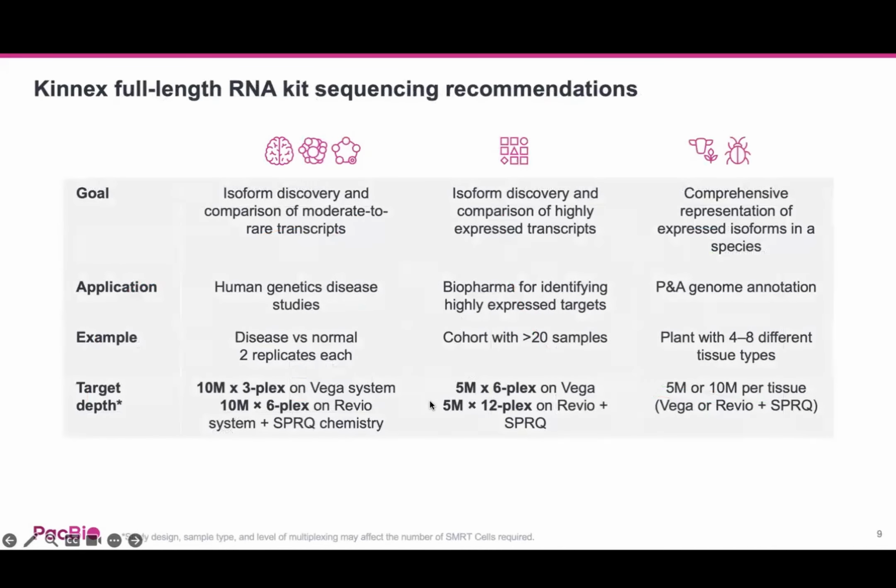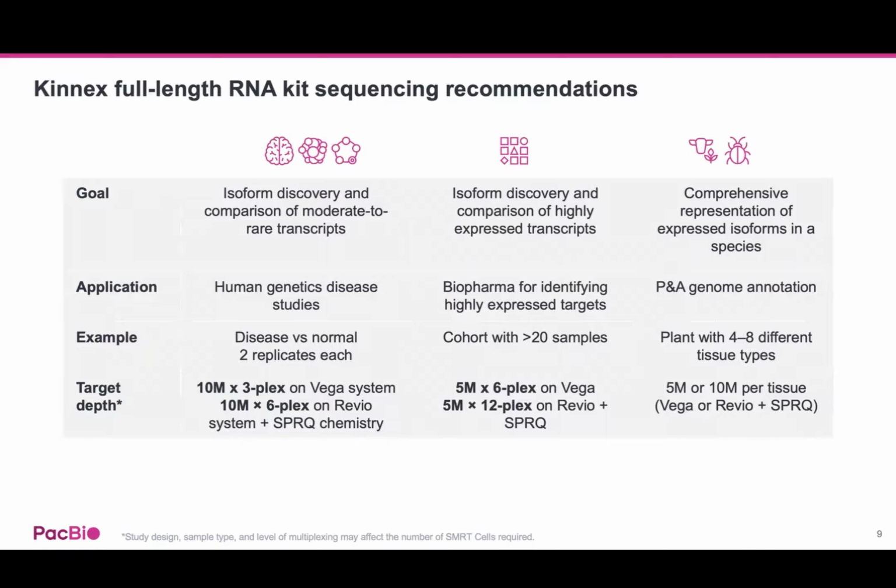Based on this, this is what we recommend. For isoform discovery and comparison of moderate to rare transcripts, such as most human genetics disease studies, where there are disease versus normal samples, 2 or 3 replicates each, we recommend a 10 million read per sample multiplexing strategy. For isoform discovery and comparison of highly expressed transcripts, such as looking for highly expressed targets or large cohorts, we recommend 5 million reads per sample.